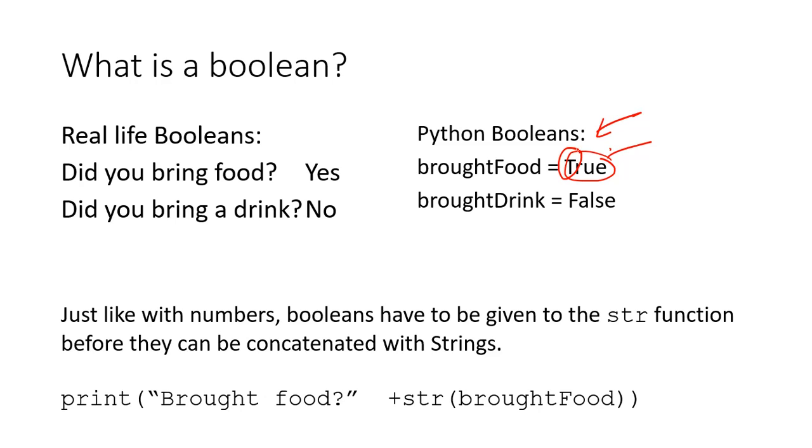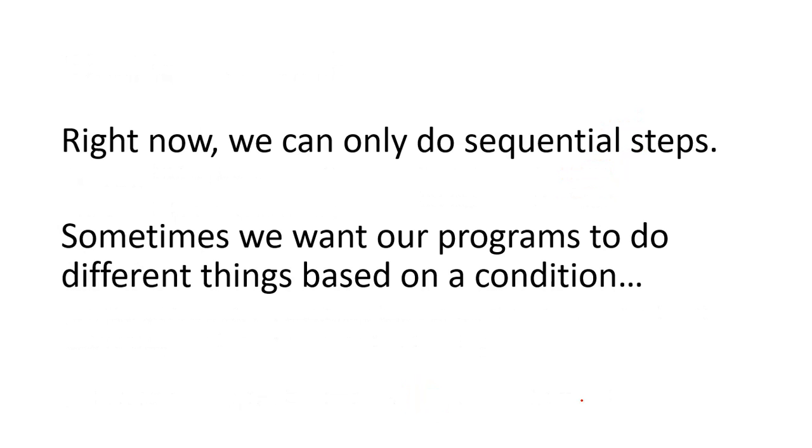Just like with numbers, Booleans have to be given to the str function before they can be concatenated with strings. So I got brought food, I would want to print that. I had to put str in the front to be able to print out that True. Kind of like when we wanted to print out a number, we had to put str to trick Python into thinking that, yes, this is totally a string. That's what we have to do also with our Boolean statements.